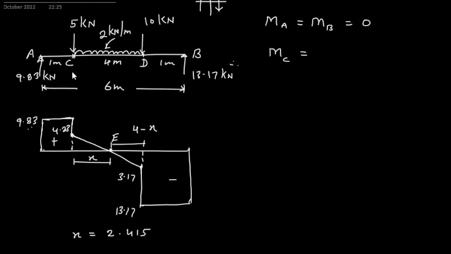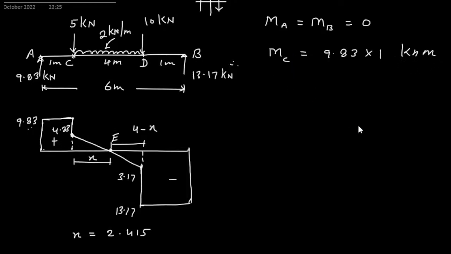To calculate the moment, I can look at either the left side or the right side. Sagging moment is positive and hogging moment is negative. When I look towards the left, I find that there is a force of 9.83, and the distance from point C is 1 meter. So the moment generated at point C is 9.83 times 1, which is 9.83 only.